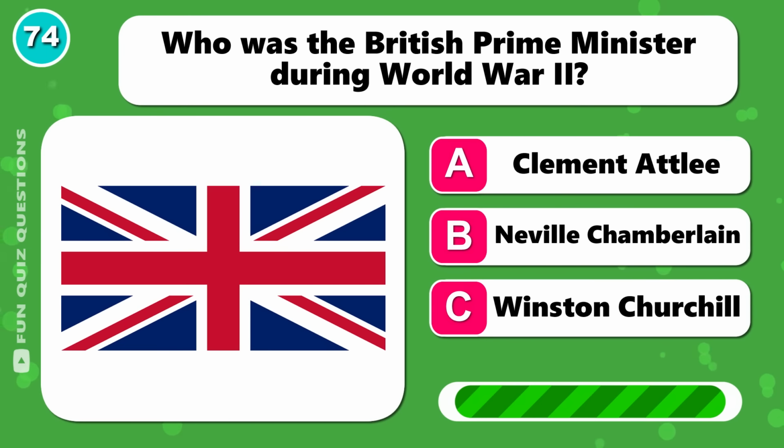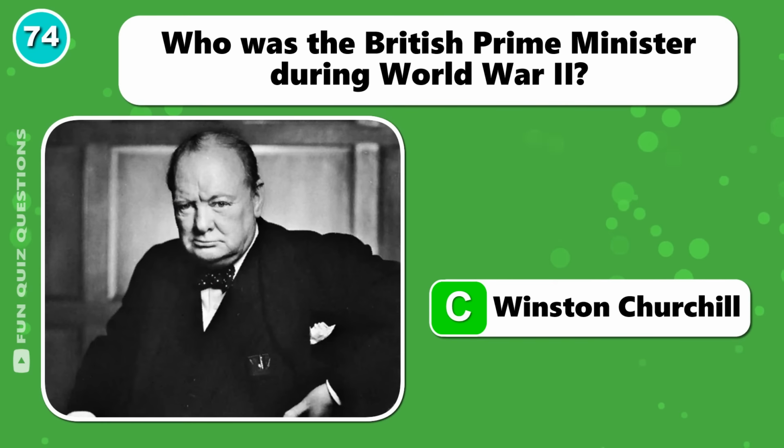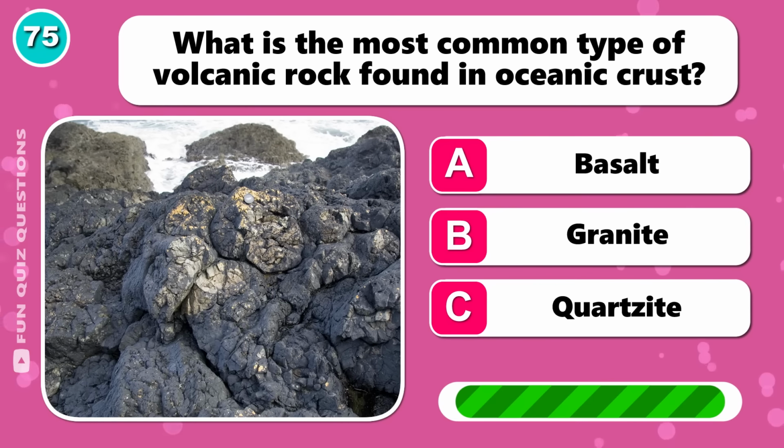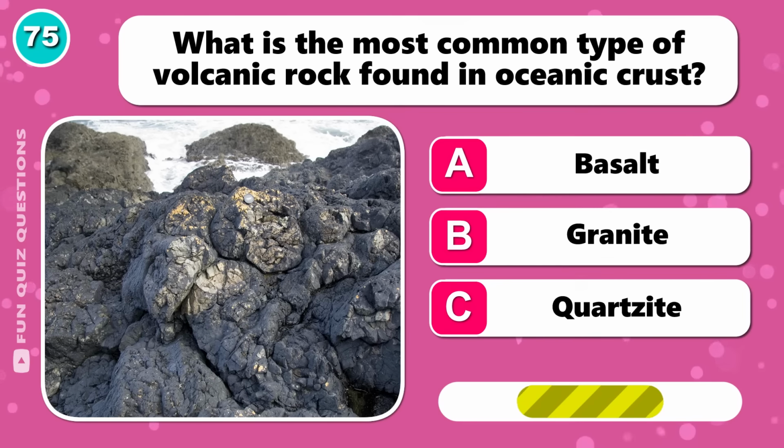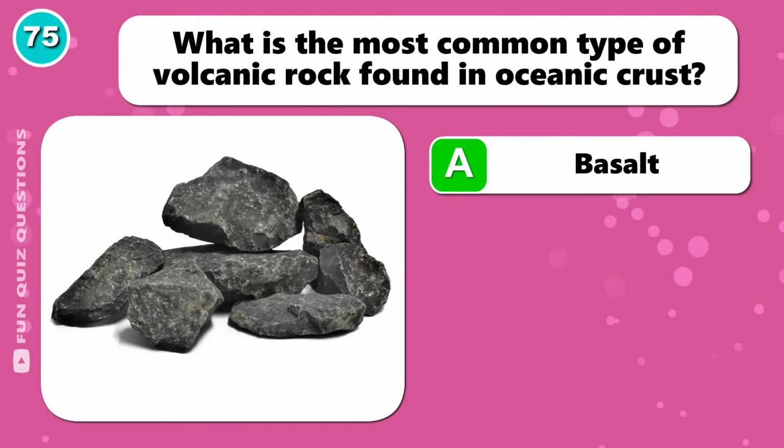Who was the British Prime Minister during World War II? Yeah, it was C. Winston Churchill. What is the term for a volcanic rock formed from lava? Correct, it's A. Basalt.